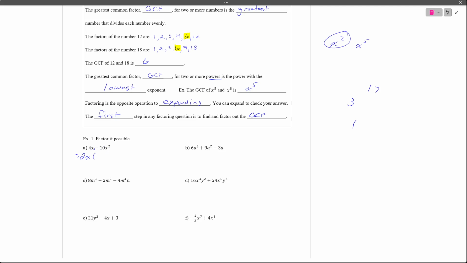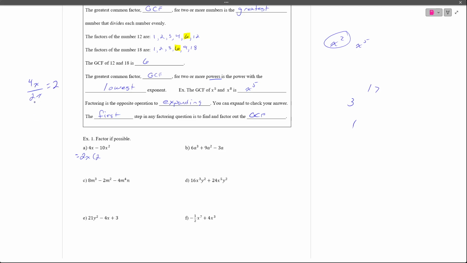So if I take 4x and I divide it by 2x, that just leaves me with 2 left over. You're like, what do you mean? Where did that come from? So if I have 4x and I divide by 2x, well, 4 divided by 2, that's just 2.